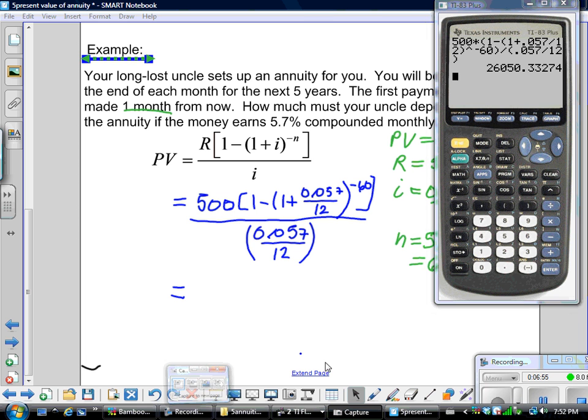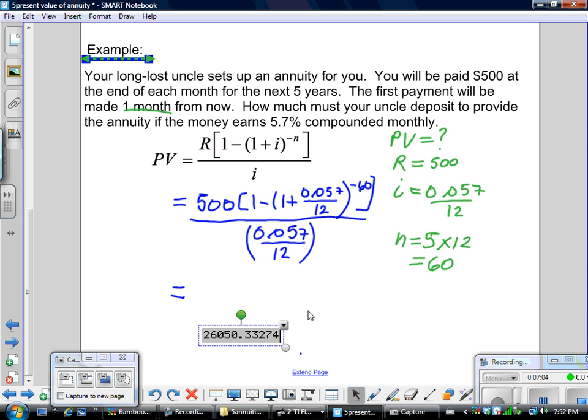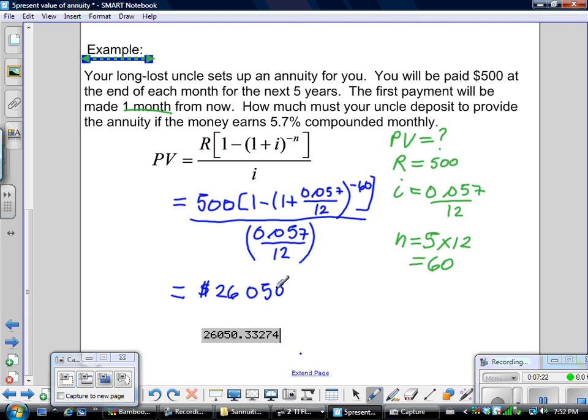So that's what I've typed into my calculator, and you can see that my uncle would have to invest 26,000, and I'm just going to take a snapshot of that number so that when it disappears, I know that I have $26,050.33.